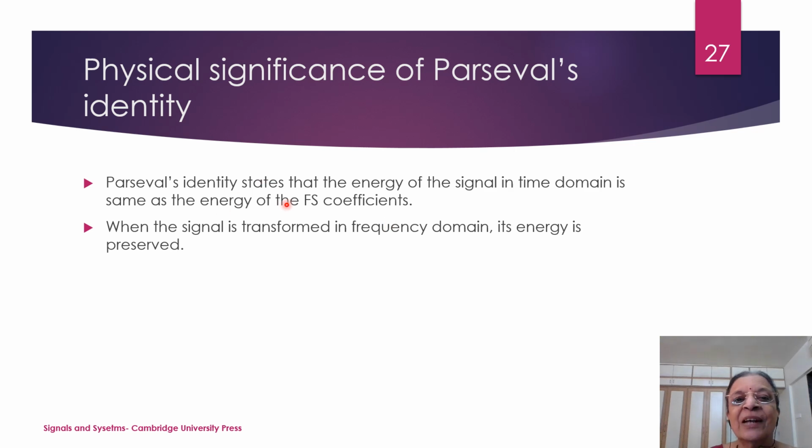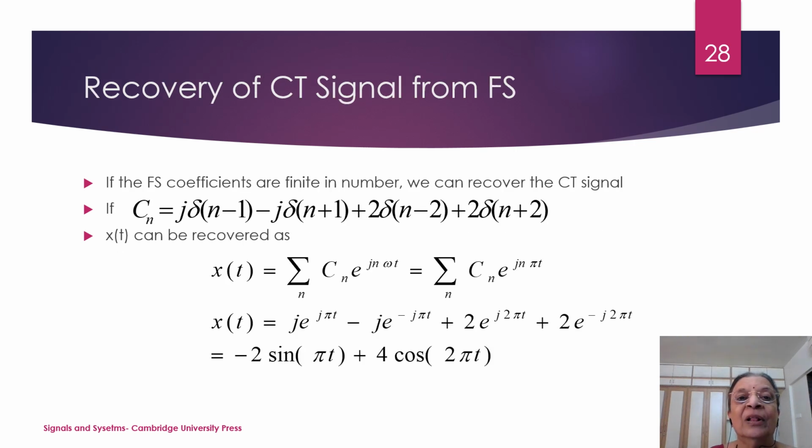So Parseval's identity says that the energy of the signal in the time domain is the same as the energy of the Fourier series coefficients. When the signal is transformed to the frequency domain, its energy does not change. You can say it is preserved. Whatever is the energy in the time domain, it is preserved in the transform domain as well.